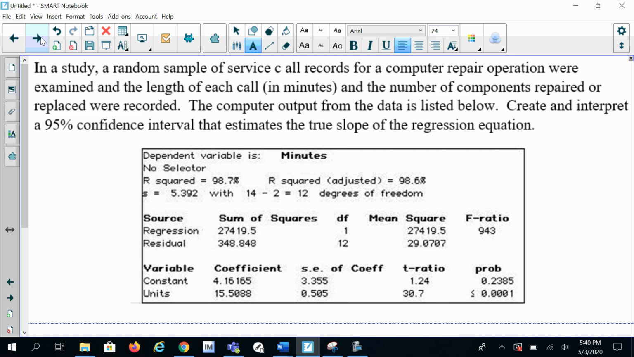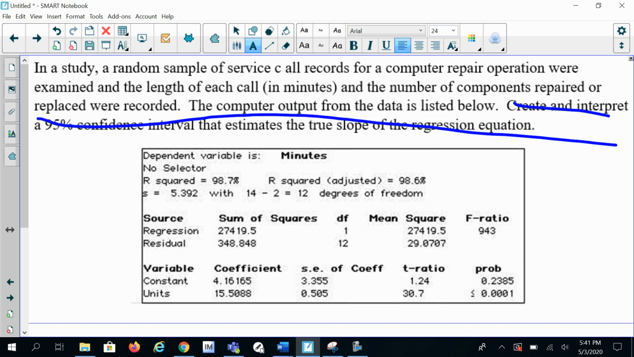So apparently in this study, a random sample of service call records for computer repair operation were examined, and the length of each call in minutes and the number of components repaired or replaced were recorded. So once again, just ignore the directions right now. We're not going to do that in this video. I'll do the next video. So we need to find, I want to interpret R squared and S. So we can find them.